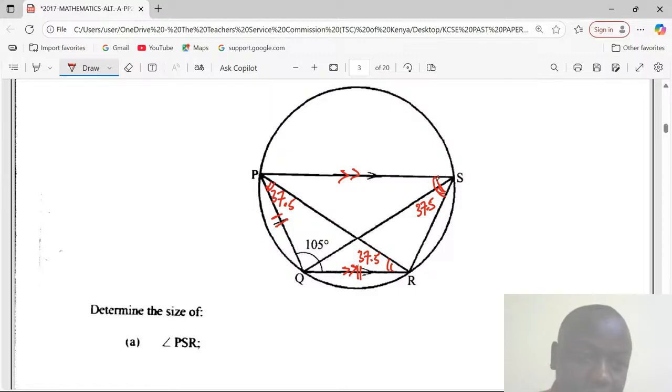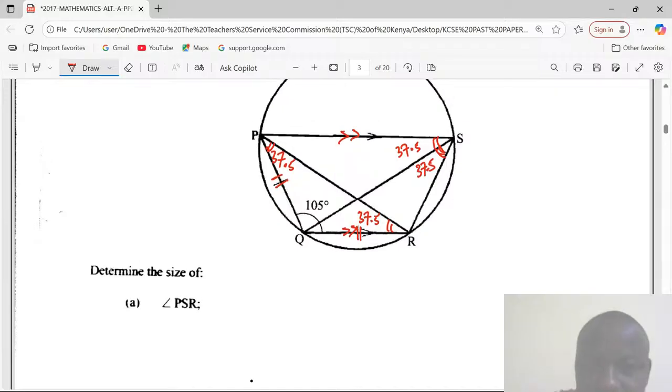So if it's supposed to be 75, then it means the smaller angle at this point is also 37.5 because the whole of this should give us 75. So that's also 37.5. Yeah, that is something that you are supposed to understand very clear up to that point. There are very many angles that we are supposed to conclude in several ways, but let's check what the examiner wants.